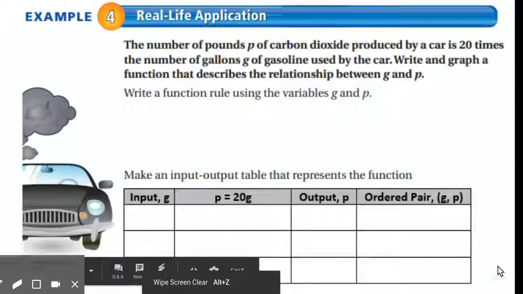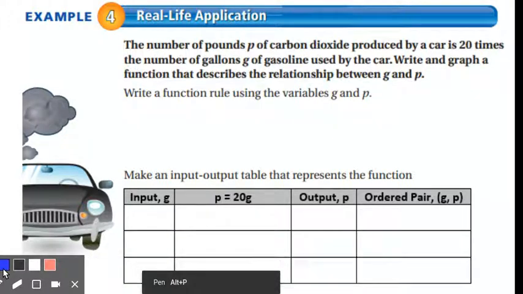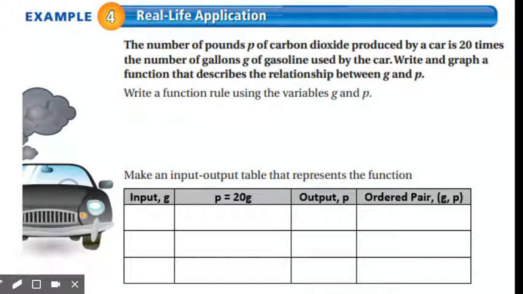So example 4, I'm going to get you started on, and then you're going to kind of finish it up. All right, so example 4 says the number of pounds, represented by P, of carbon dioxide produced by a car is 20 times the number of gallons of gasoline, represented by G, used by the car. Write and graph a function that describes the relationship between gallons of gas used and pounds of carbon dioxide produced.